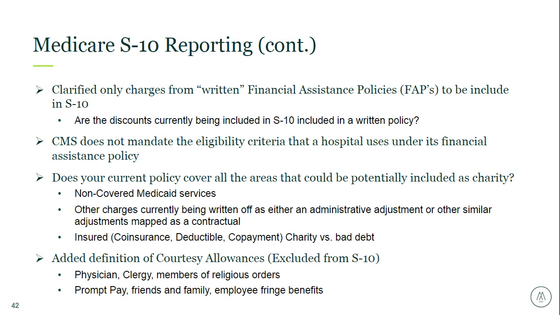CMS also added a definition of courtesy allowances to S10, and there's nothing really new to report on that definition. If you had previously seen CMS's S10 Q&A they released several years back, physician and clergy discounts are not allowed, plus prompt pay, friends and family, and other employee fringe benefits are also not allowed.